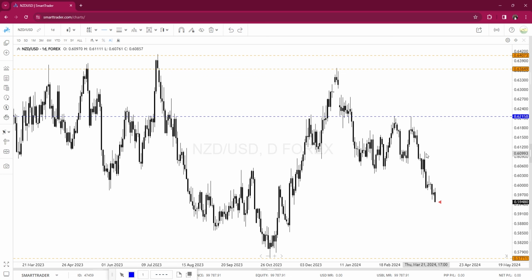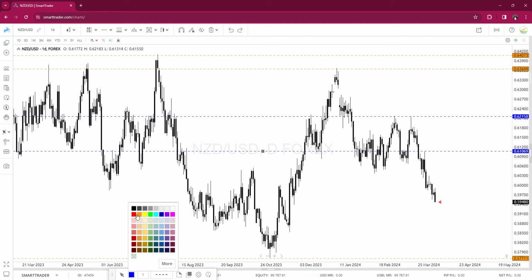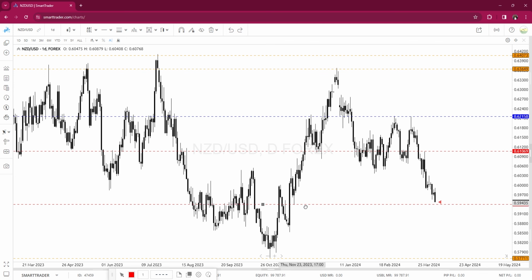So we got a level there. And again, we're just looking for areas where price has a potential to reverse. That's how we get in. That's how we make our money, is catching those moves. So I've done this on the daily.